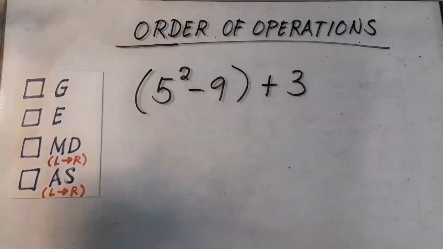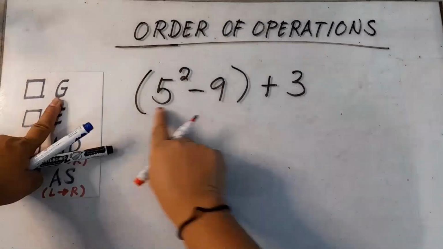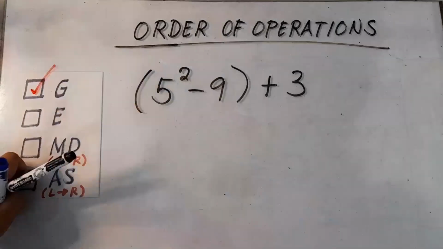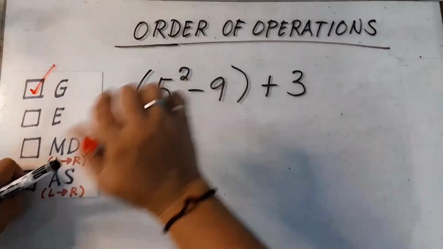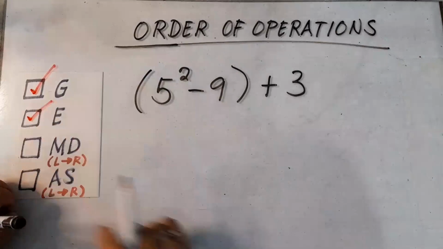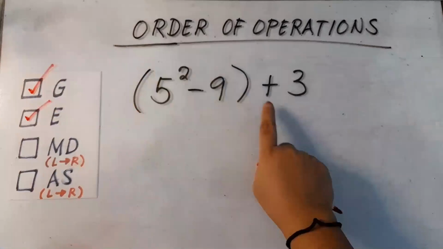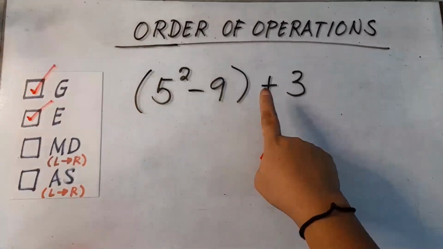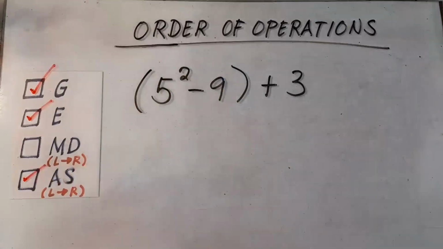Okay? First, let's look out for grouping symbols. In this case, meron tayong pares ng parentheses. So, we'll check that. Aside from the grouping symbol, meron din tayong exponentiated expression. So, we'll check E. And, doon sa labas ng grouping symbol natin, meron tayong addition operation. Okay, so AS. So, ibig sabihin, we have to perform how many operations?